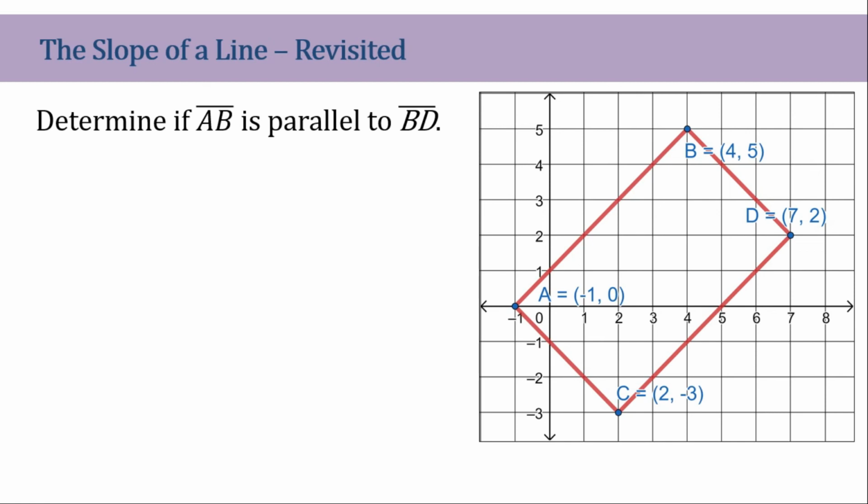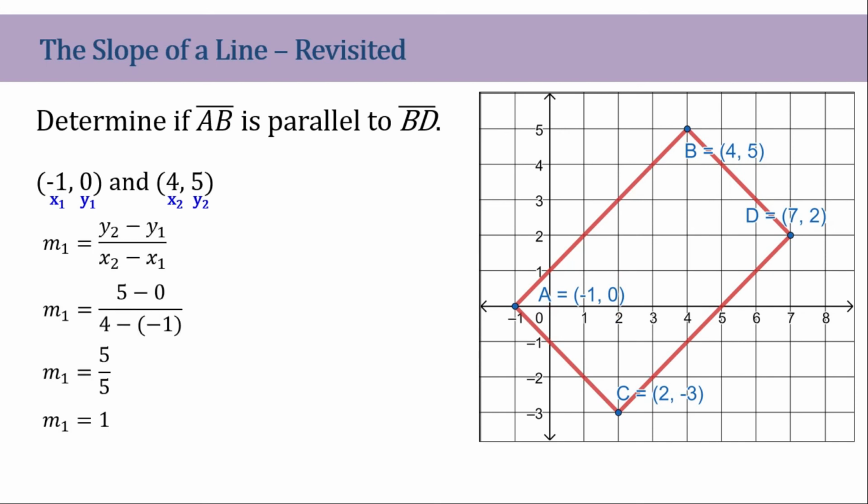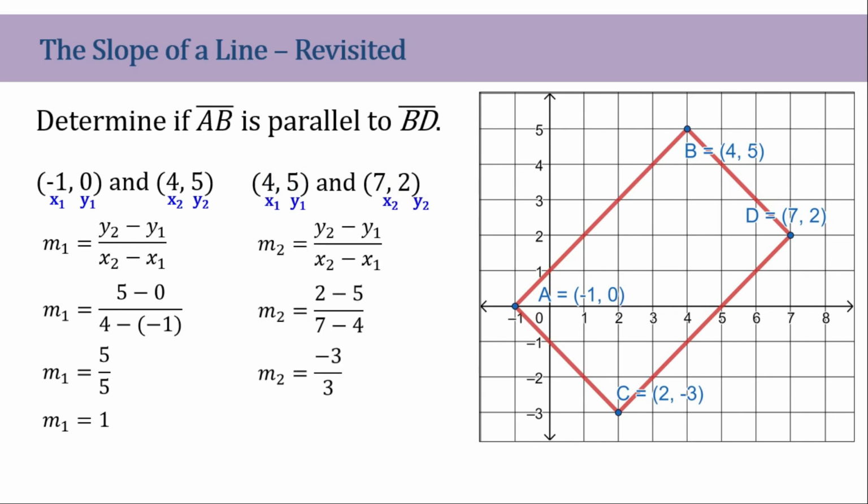Okay. Now let's determine if AB is parallel to BD. AB to BD. Let's start with AB. So this is negative 1, 0, and 4, 5. We already know the answer here, this gives us 1. Now let's check if BD is parallel to line AB. So we have 4, 5, and 7, 2. Okay. Since it gives us a different value, technically these two lines are not parallel to each other.